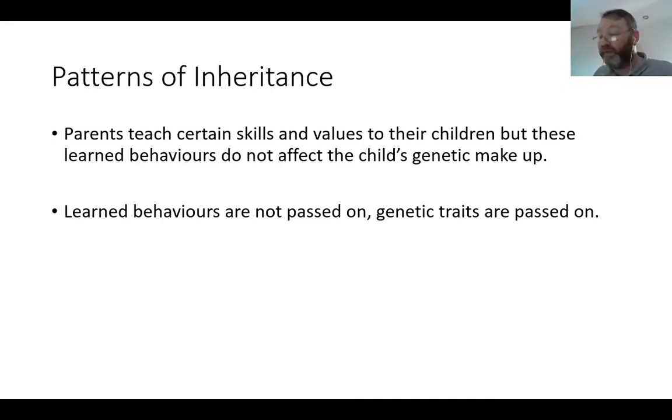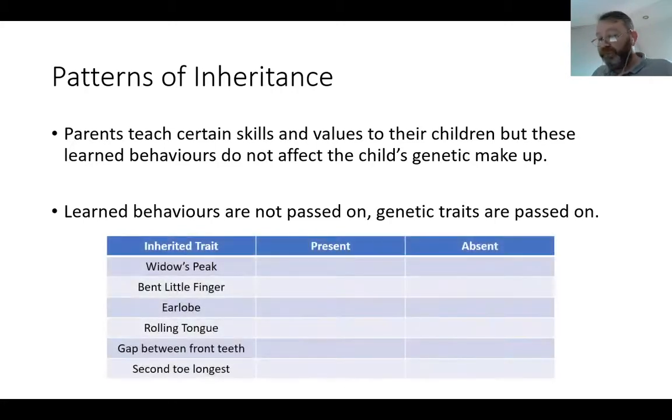They are learned behaviours. However, if you have a grandfather who can roll his tongue, and then his daughter can roll her tongue, and then her son can roll his tongue, nobody taught them how to do that. That's something that has been expressed at cellular level, at genetic level. So we notice here that the learned behaviours we pick up are not passed on, but the genetic ones are.